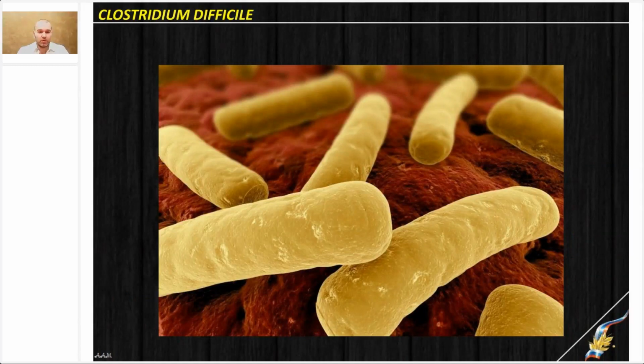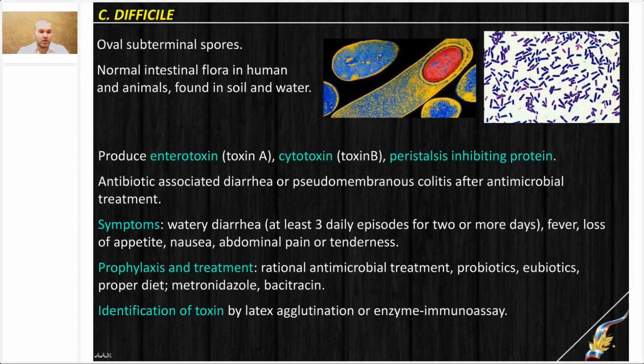And the last species of Clostridium we need to discuss is Clostridium difficile, or we call it C. difficile. It is classic Clostridium with oval spores located subterminally. That bacteria, as any other Clostridium, is widely distributed in soil and water with the help of spores, and actually it belongs to normal flora of intestine in humans, in animals, in both. And we have two types of Clostridium difficile, toxigenic and non-toxigenic.